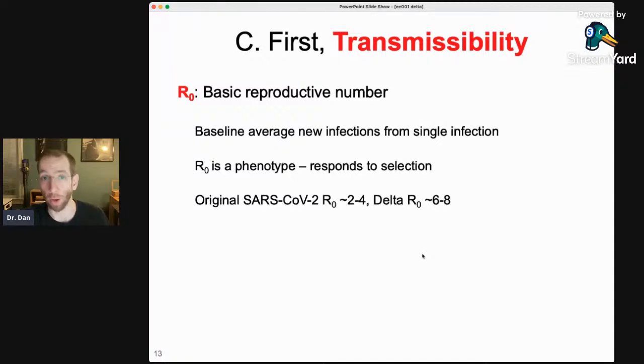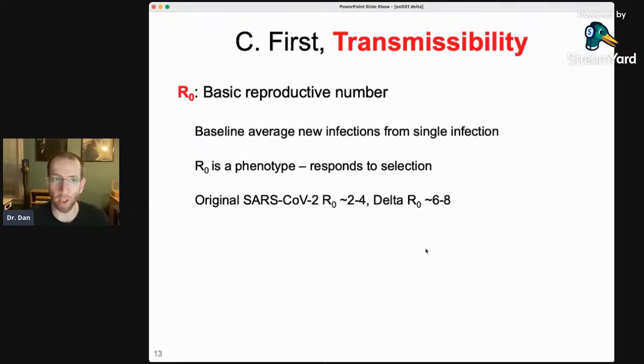Delta's R0 is estimated to be in the 6 to 8 range, which is really going to spread really fast. Now, CDC is putting it at the higher end of that range, closer to 8. I've read some of the data that they're using to get to that number. I think that's a little bit of an overestimate. I might be wrong about that, but I think it's likely closer to 6. So I'm going to say 6 to 8 is the range.